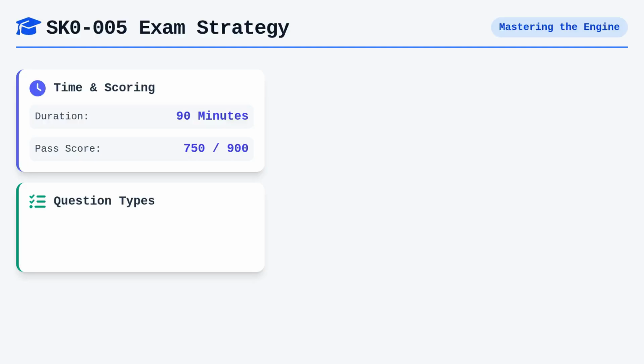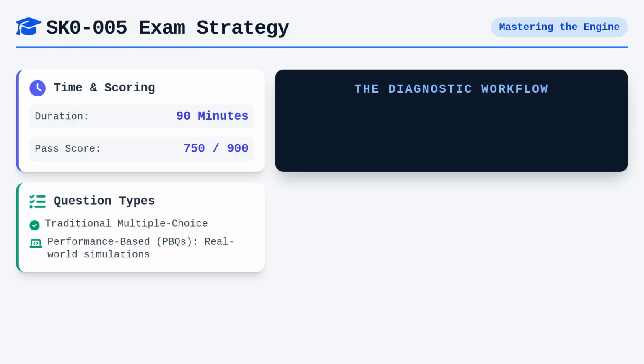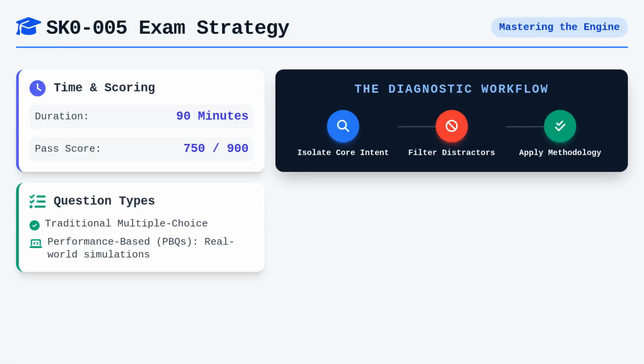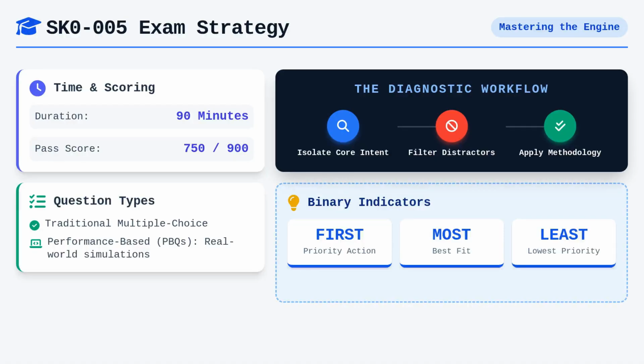You will encounter both traditional multiple-choice questions and performance-based items that simulate real-world server administration tasks. When approaching these questions, treat them as a diagnostic challenge where you must isolate the core intent of the question. The test developers often include distractors that look technically plausible but do not address the specific scenario presented. If you find yourself struggling with a question, look for keywords like first, most, or least, as these are binary indicators that prioritize one action over another based on standard ITIL or CompTIA troubleshooting methodology.